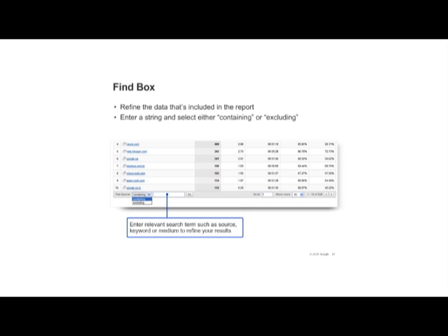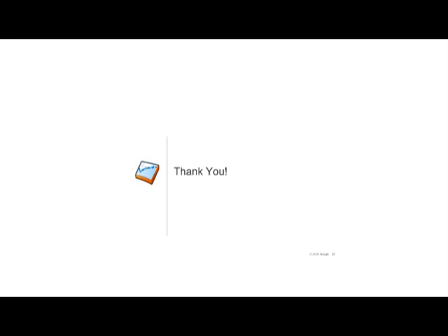You can use the Find box at the bottom left of your reports to narrow or refine your results. For example, if you are looking at the All Traffic Sources report and you want to only see traffic from the Google domain, you can type in Google and select Containing. Or, to exclude all traffic from the Google domain, you would select Excluding.